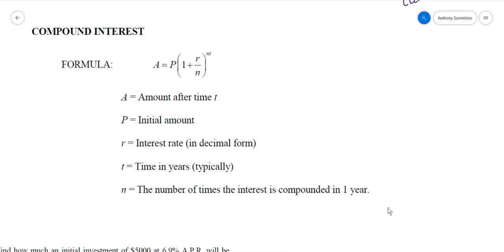So we have A, which is the amount after time t. Sometimes you'll see this referred to as the accumulated amount. If we put an amount into a bank account and we let it collect its interest, it's going to get more money because of the interest, and it's going to accumulate. Hence the accumulated amount. P is the initial amount, which will sometimes be known as the principal. That means what you're putting in there and depositing originally.